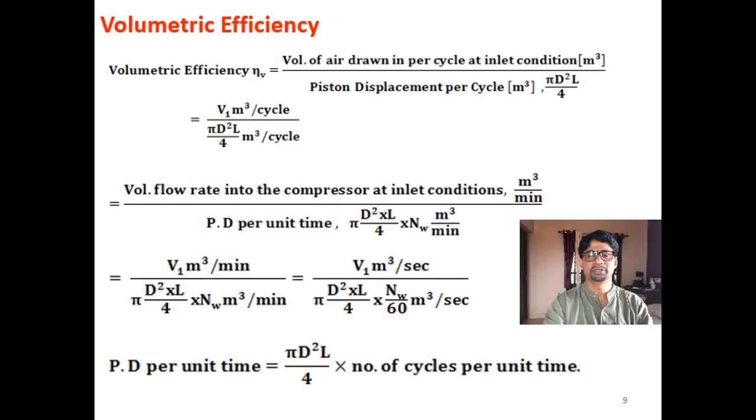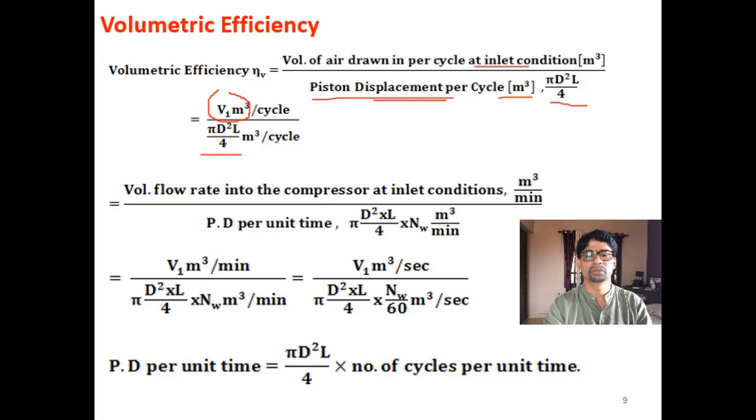So the volumetric efficiency can be defined as the ratio of the volume of air drawn per cycle at inlet condition in meter cube to the piston displacement per cycle in meter cube. Here the piston displacement per cycle is πd²/4 into L in meter cube. So don't consider it as multiplied; it is the piston displacement formula itself, that's why it's written with a comma and then the formula. So what is the volume of air drawn in per cycle at inlet condition? That is nothing but V1 meter cube per cycle. And the piston displacement is already written, πd²/4 into L meter cube per cycle.